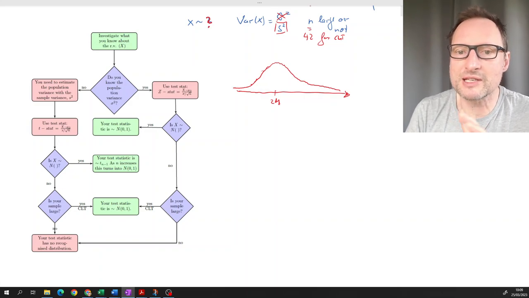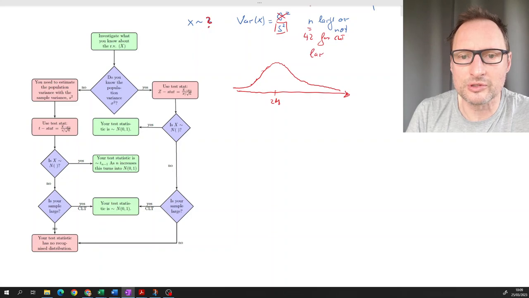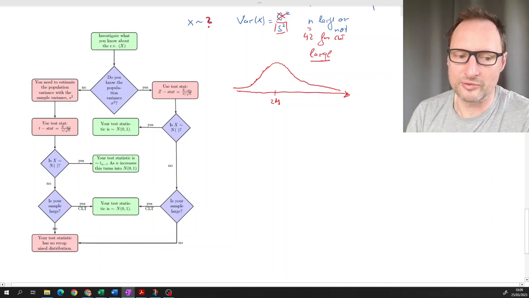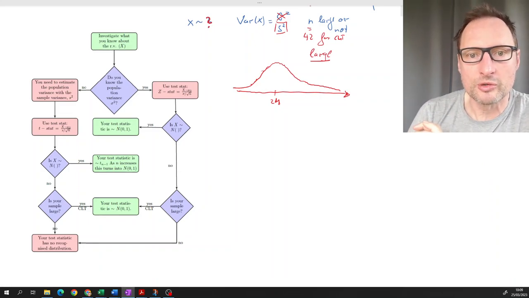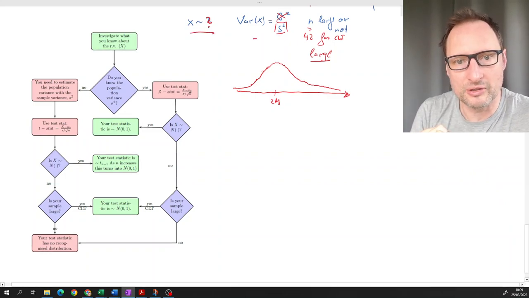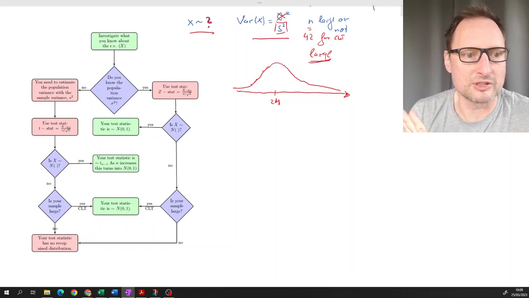So we will decide here that 42 is possibly, we'll consider this large, okay? Because we're most likely not dealing with a very skewed distribution. So with this information under the belt, information about the distribution of X, about the variance of X, and about the sample size, we can go to this little graph.